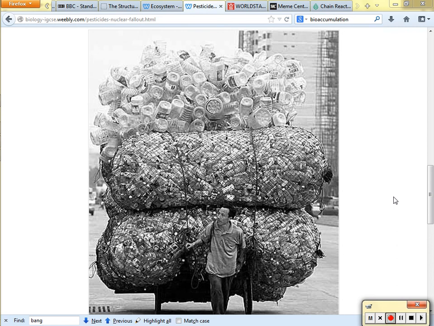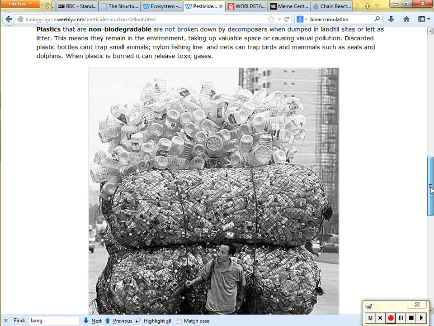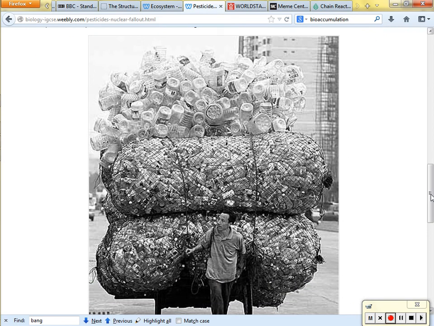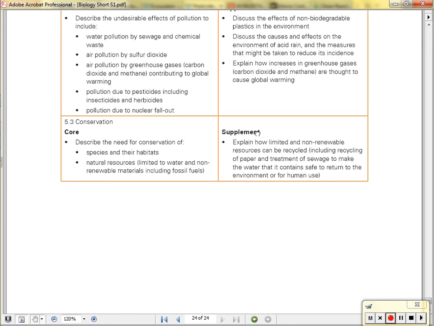And that's space that will eventually run out, and that's assuming that it stays on land. If it ends up in the ocean, it causes even more problems. So we want to stick with things that are biodegradable.